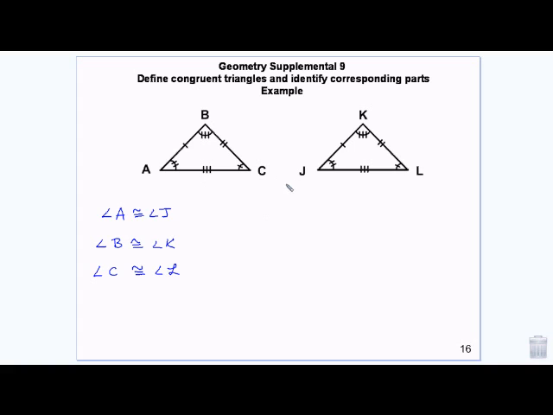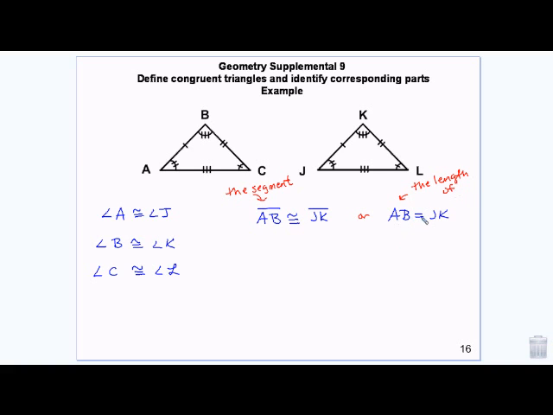Now with the sides, there's two ways to indicate congruence or sameness. If I use the symbol for congruent, I don't just write AB and JK. I have to put the line over top of them. And that's because this line indicates that we're talking about a segment. So this is the segment AB is congruent to the segment JK. Now, if you don't want to draw the lines on them, you don't use the congruent symbol, you use an equal sign, because when you have no line, it's indicating the length.